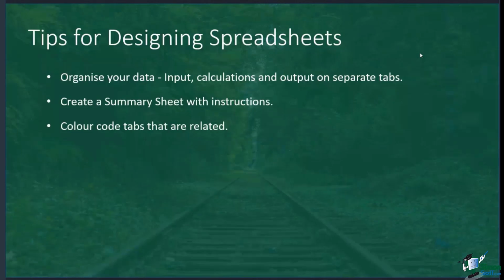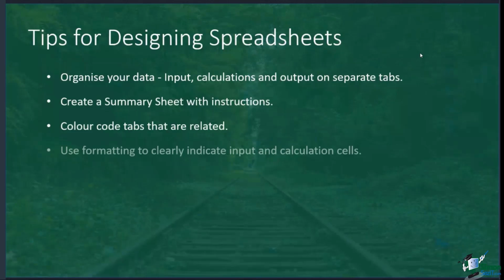Color code tabs that are related. This is a really simple thing, making sure that if you have lots of tabs in your workbook and some of those tabs are related, that you color them all the same color. So there is a visual representation there of, okay, these worksheets are kind of the same type. They belong to the same subject matter. Use formatting in your workbooks to clearly indicate input and calculation cells. So again, this is really just helping guide people to the areas of the worksheet that they're supposed to be editing and the areas that they're supposed to be leaving alone.